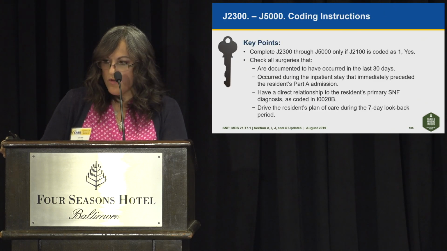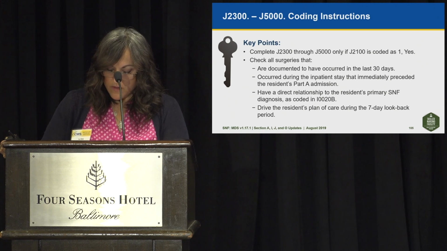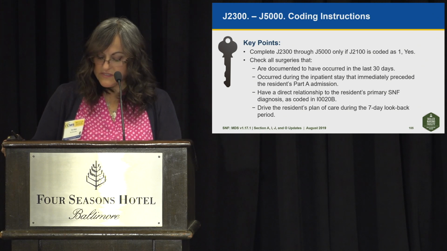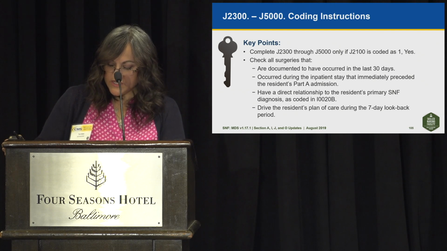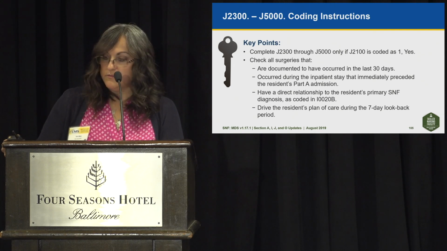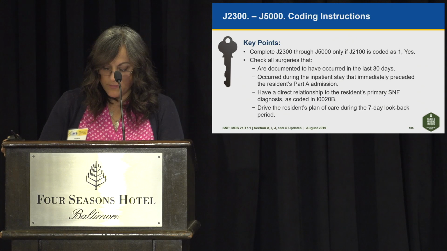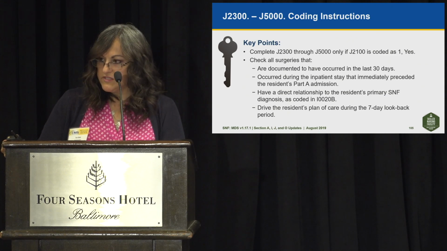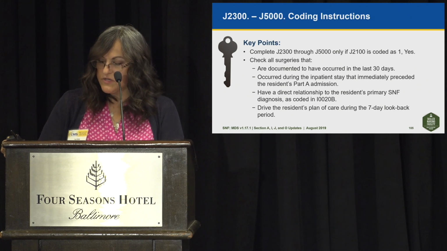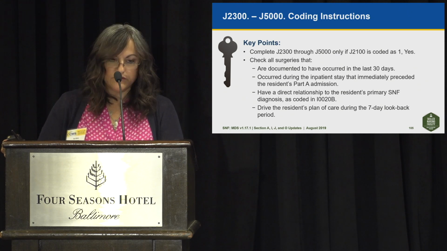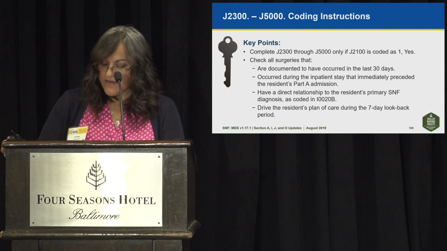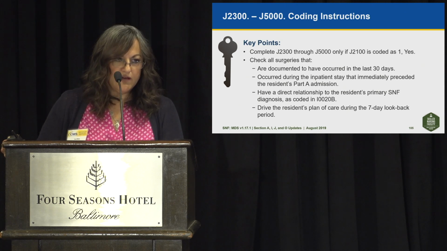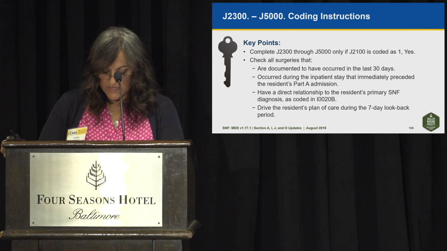Okay, so let's just go over some of the key points here. Once you've determined if the surgical procedure requires active care during the SNF stay, you're going to complete items J2300 through J5000 by checking all of the surgical procedures that apply and are documented to have occurred during the last days and during that inpatient stay that preceded the resident's SNF admission, and that also have a direct relationship, again, to that ICD code in I0020B. And all of this has to also drive the resident's plan of care.